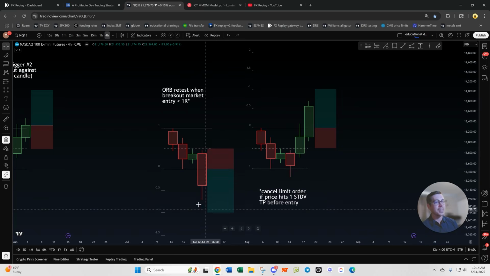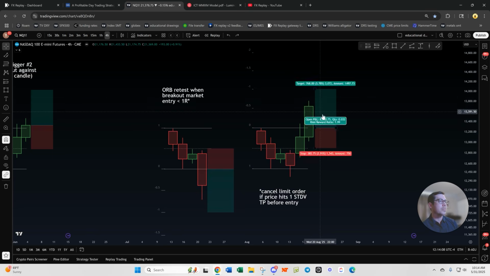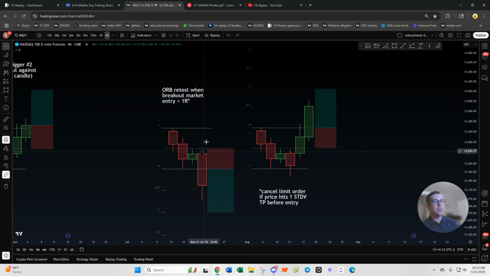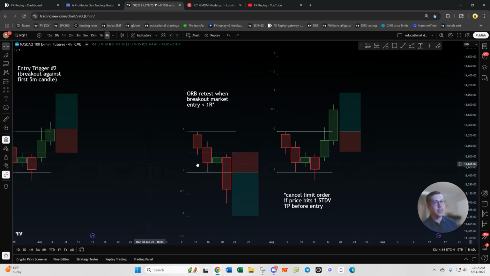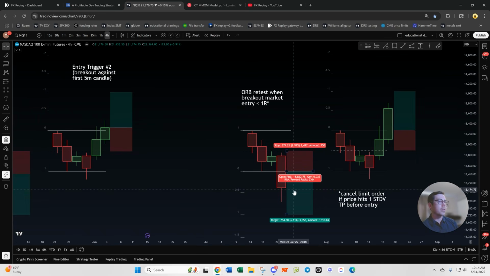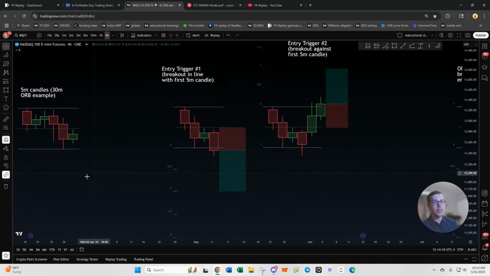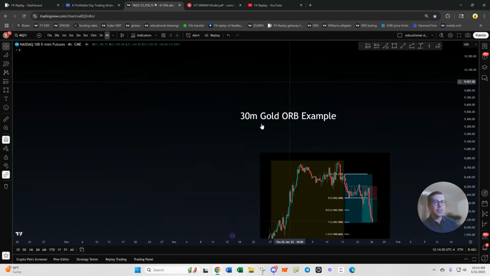Basically, if it hits your take profit before the entry, just cancel that order because it's going to have less chance of playing out. But this is a good way to still catch these kinds of large breakouts without having too bad a risk to reward. So there are a couple of different ways we'll enter. In most cases, it's going to be this one, but there will be a few where we'll have to do the limit order. So let's go through a couple of examples.